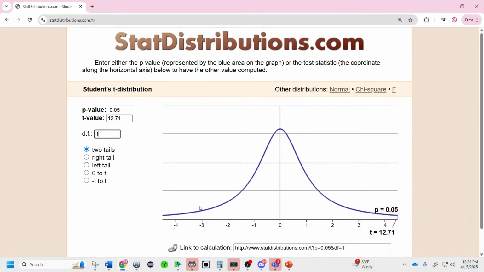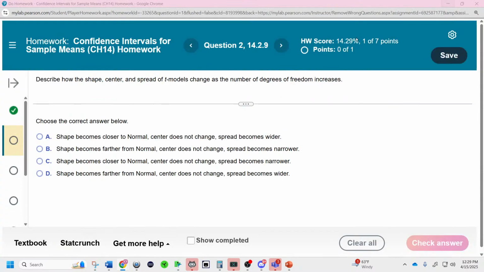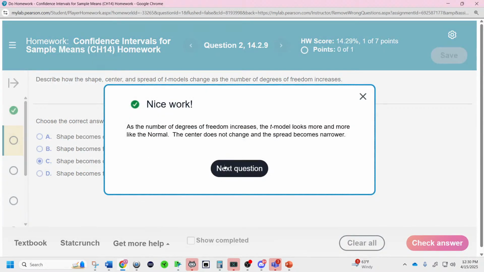If you watch right here, this is a wide curve with low degrees of freedom, and it becomes more normal and less wide. So the curve becomes closer to the normal. The center does not change, and the spread becomes more narrow, getting closer to the normal.